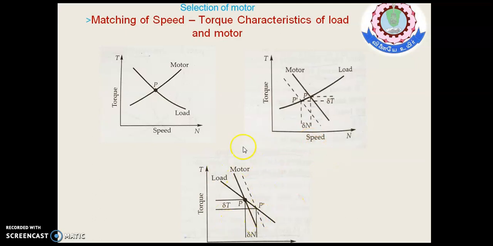Whereas compared to this picture, when there is a change in delta n speed, it will give a huge variation in the torque, which will affect the speed-torque characteristics of the load as well as of the motor. So these are the things you need to familiarize yourself with in speed-torque characteristics matching, right?